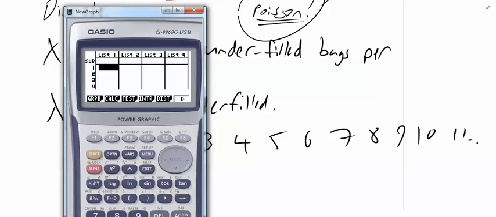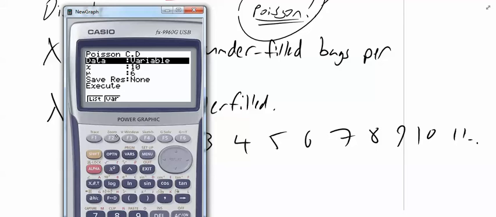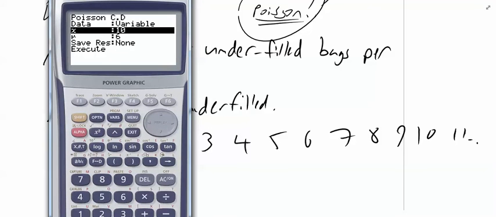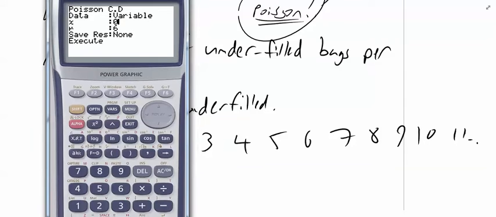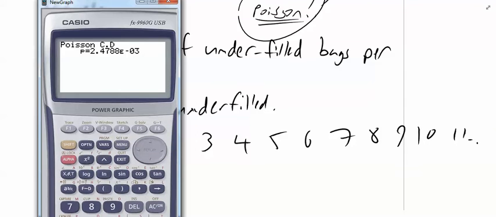So menu, stat, distribution, F6, Poisson, and we don't want particular values, we want cumulative, we want a range of values. Okay, so our mean, what's our mean? It's 6. And let's start by finding the probability of getting no bags underfilled in the first place. What would that be? Very low, 0.00248. What about 1? So exit, and let's change the x to 1.